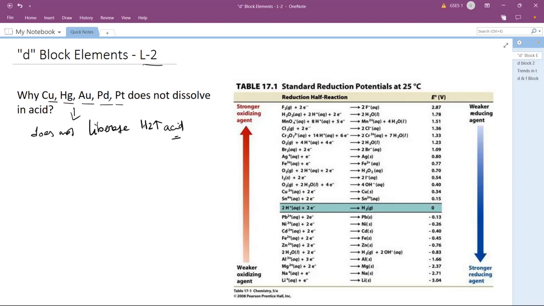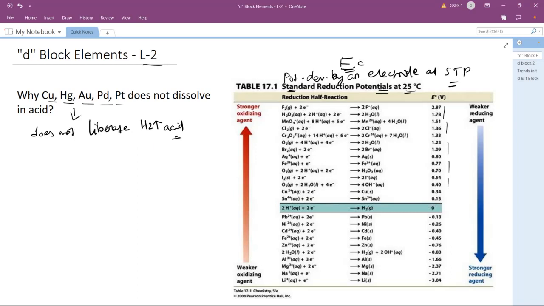To answer this question, we have to understand standard reduction potentials. Standard reduction potential means the potential developed by an electrode at standard temperature and pressure. We will read more about this in electrochemistry, so this is enough for now. Look at these values, which are experimentally verified and tabulated here.